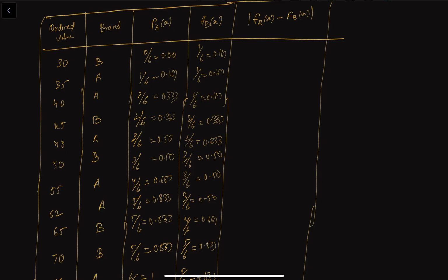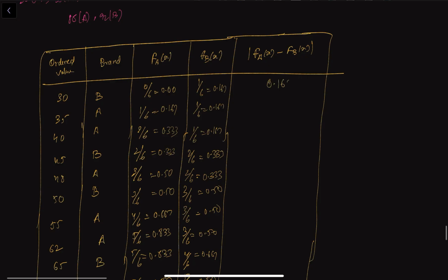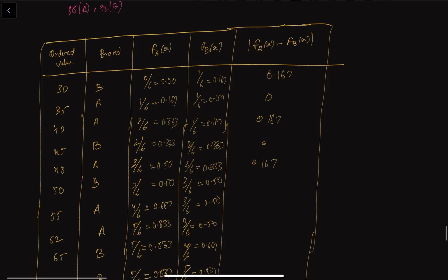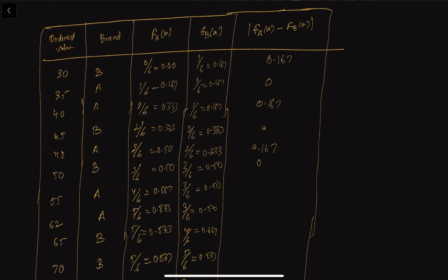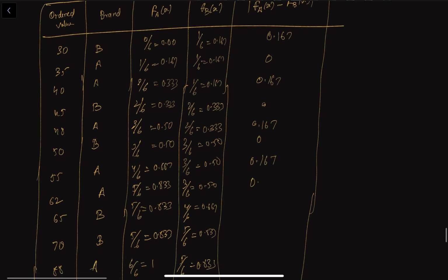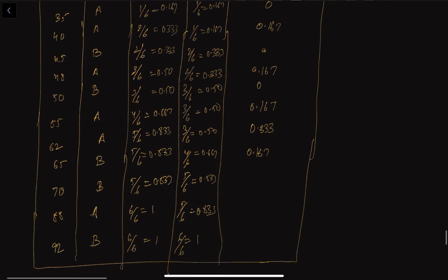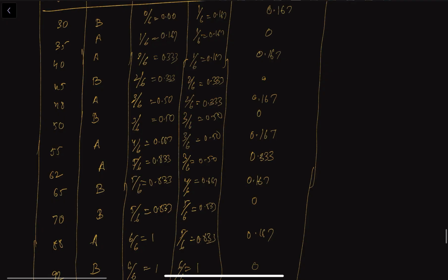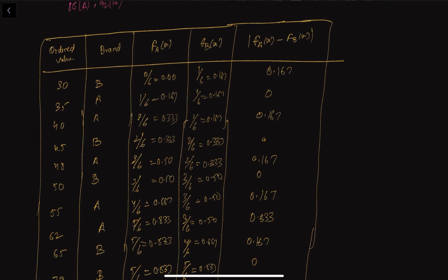So the differences would be 0.167, 0, 0.167, and then 0, 0.167, 0, here again 0.167, 0.333, and then 0.167. Then 0, 0.167, and 0. So these are the EDFs of brand A and brand B and the respective absolute differences of their empirical distribution functions.